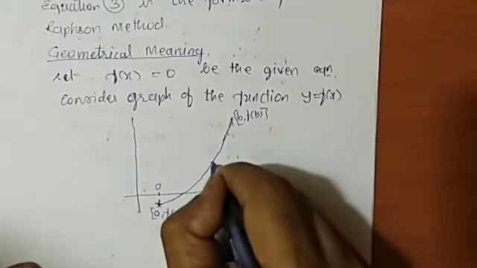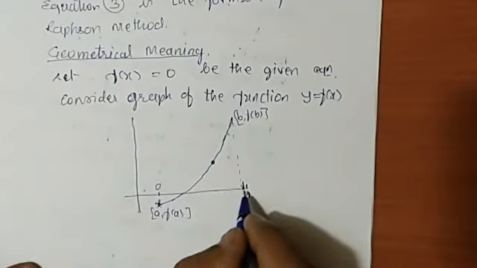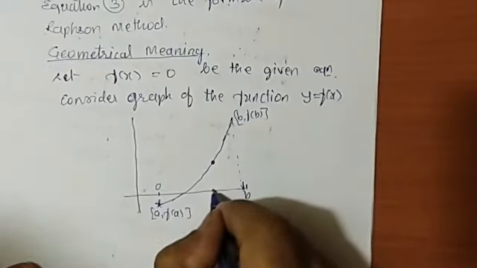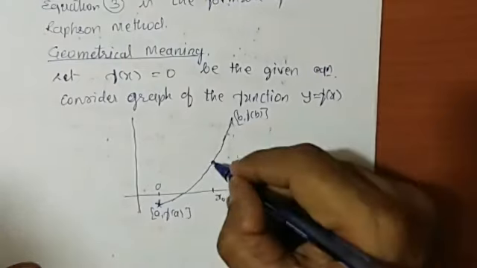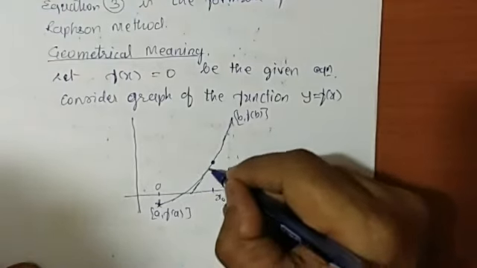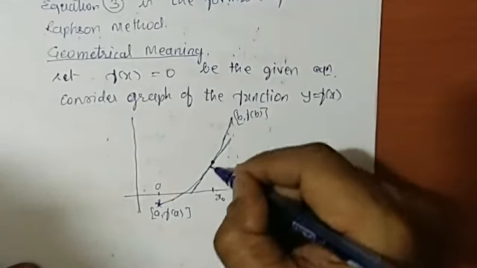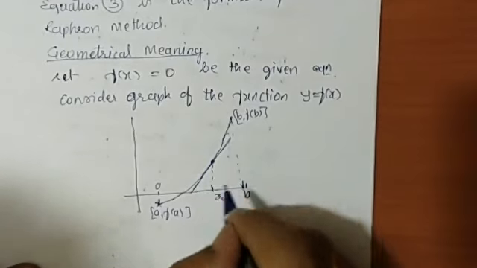So I consider any point here, x naught, because in this interval the root lies. This is my x naught here. So now I draw the tangent to the curve y is equal to f of x at x naught. So this is my tangent.